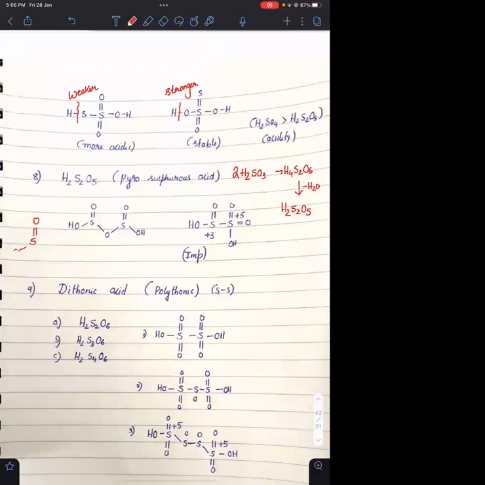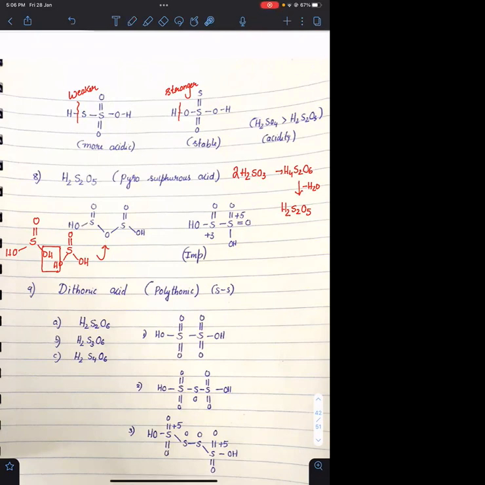H2SO3, so here one OH, here one OH. Similarly form another molecule, and place both face to face. What you need to do is remove H2O. If I remove H2O, I will be forming this. Any pyro acid will be having a non-metal oxygen non-metal bond.